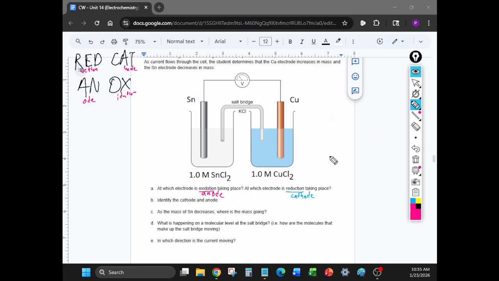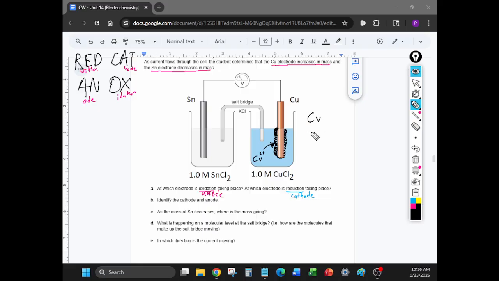Okay, so to solve this part, we need to look at the information that is given in the problem. It says that the copper increases in mass and the tin decreases in mass. So what we can see from that is that copper right here is increasing in mass. If it is increasing in mass, that means the copper that is in this solution is starting to form a solid on the surface of the copper metal stick that's inside of it. Okay, because it's increasing in mass, that means it is solidifying. The Cu2+ is turning into Cu solid.